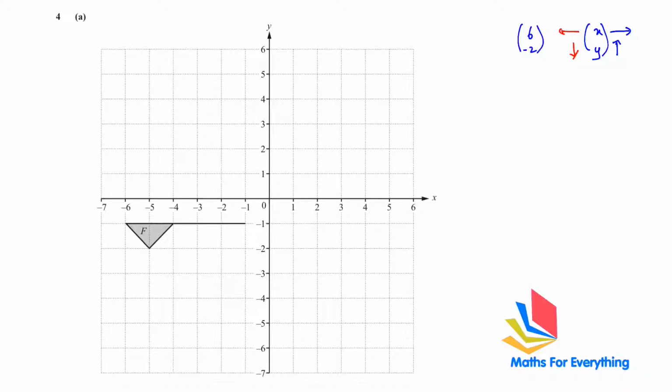Choose one point. I'm choosing the point here, and I'm going to move it 6 to the right. Always the horizontal first. 1, 2, 3, 4, 5, 6. And then move it down by 2. 1 and 2. And then you can look at the diagram and draw it directly. These are 3 squares and 2. So 3, 4, 5. And just copy the shape. This is your answer.